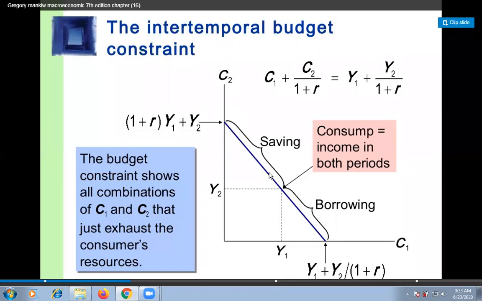This portion shows saving and this portion shows borrowing because of lower interest rate.